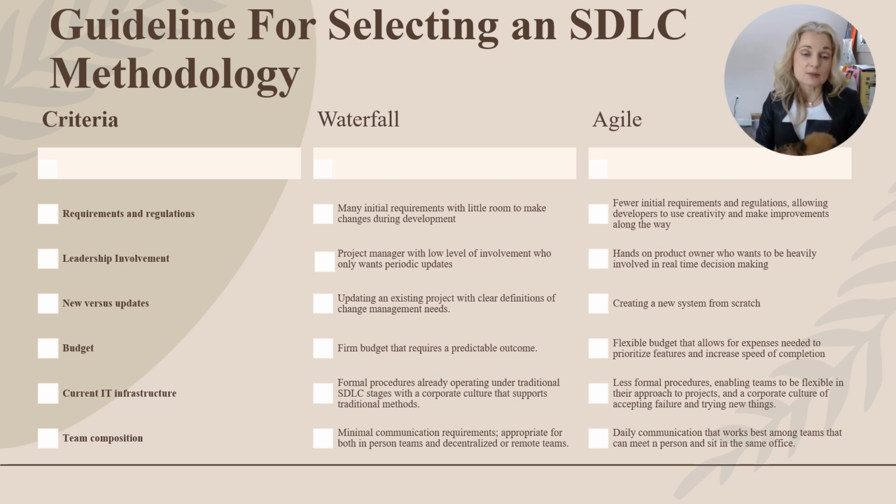And then when it comes to team composition, with a waterfall, you have minimum communication requirements and people can be decentralized or in remote environments. Whereas with agile, you need daily communication between the team and it's important to meet in person and sit in the same office.